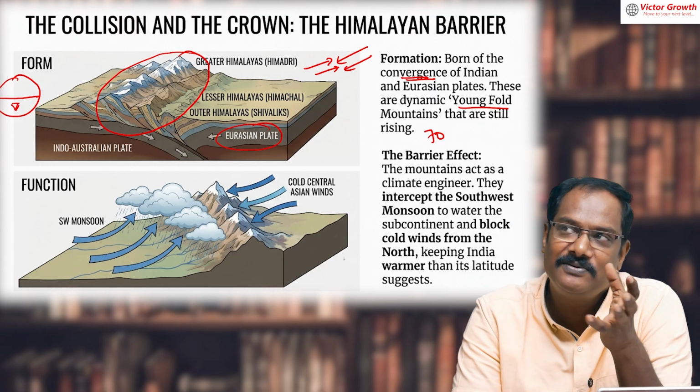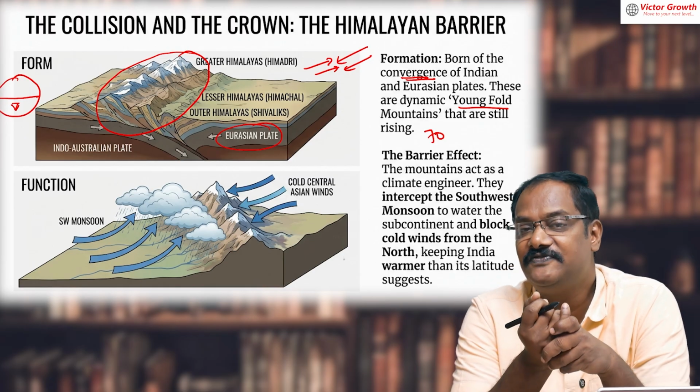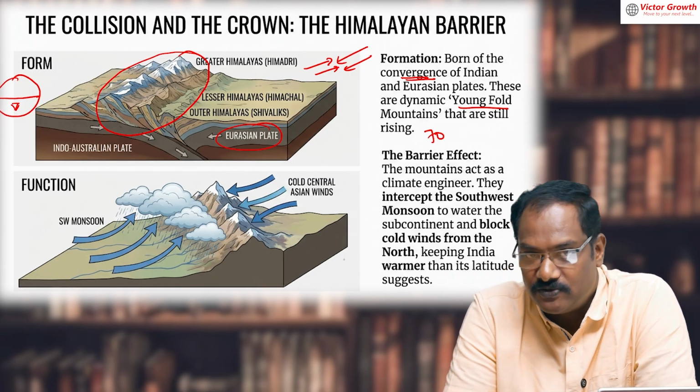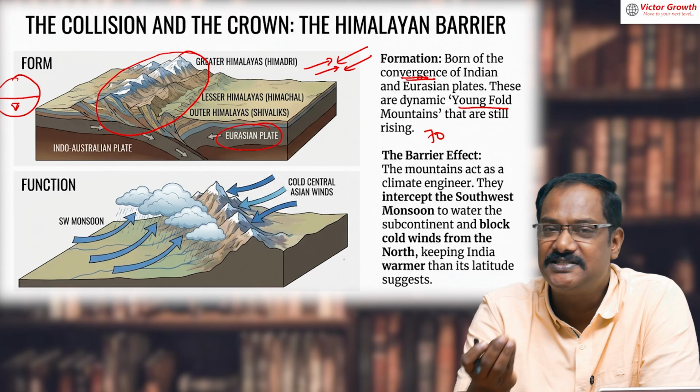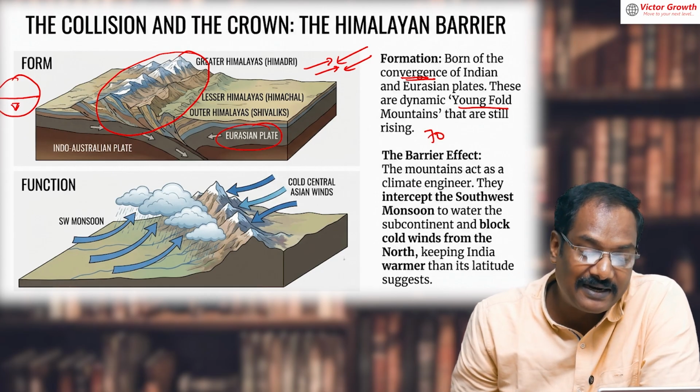Now, you will think, oh, 70 million years is big. But look at the age of the Earth. The age of the Earth is 4,500 million years. So considering the age of the Earth, it's just 70 million. That is why it is a young fold mountain. The mountain acts as a climate engineer. Please write down this word, climate engineer.